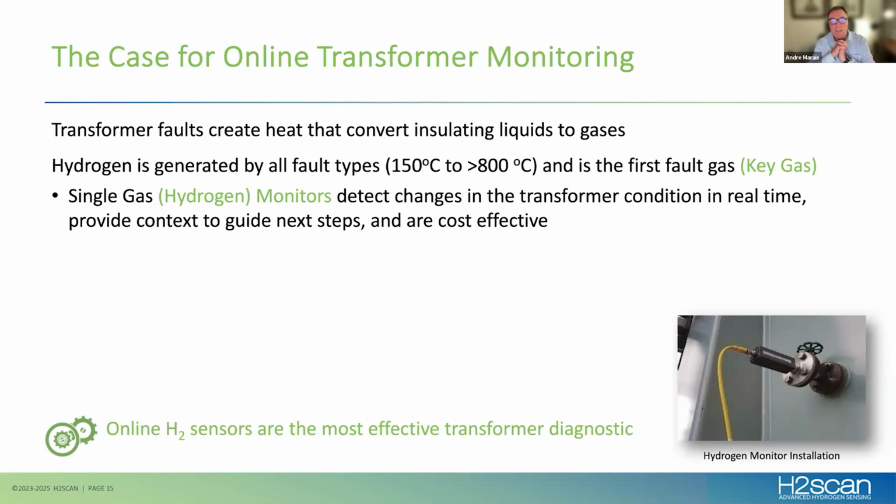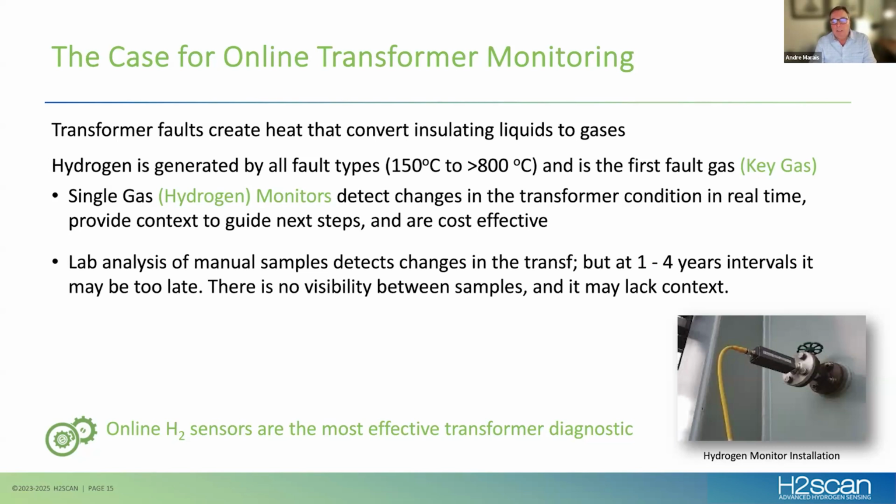when you enter that abnormal state. A single gas, and by that we mean hydrogen monitor, will detect changes in the transformer condition in real time for you. It'll provide context, and by context I mean the trend data, to guide next steps. And they're very cost effective. They are small, they don't have moving parts. The fact that they're only monitoring the hydrogen allows them to be very reliable.